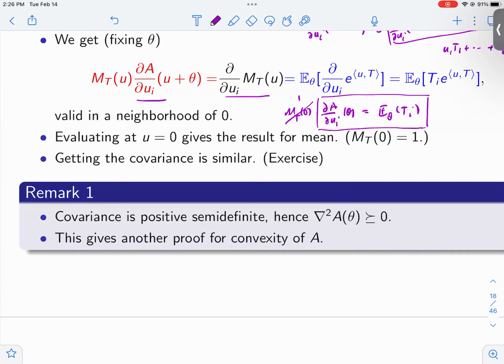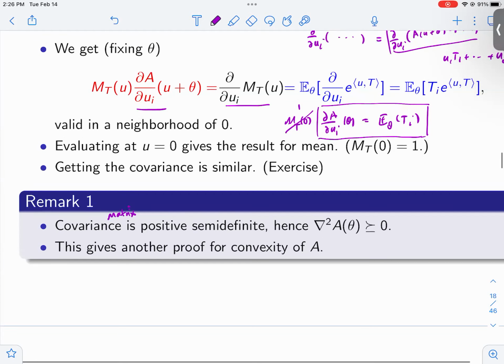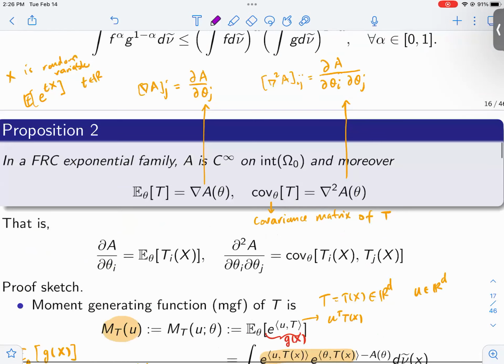Okay, so a couple observations. The covariance matrix is always positive semi-definite. This is a property that you can prove very easily. So this is saying that the Hessian of A is positive semi-definite, because we have shown that the Hessian is the same as the covariance matrix. This guy is always positive semi-definite. So the Hessian of A is always positive semi-definite, and this is a characterization of convexity. So we prove that A is convex via a differential argument.